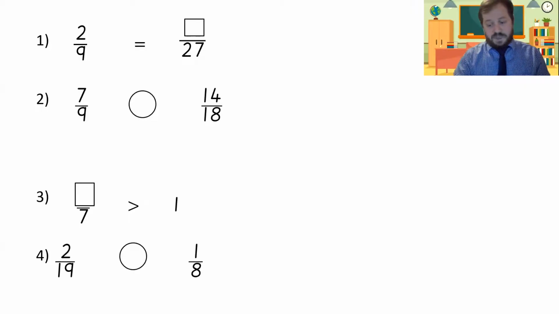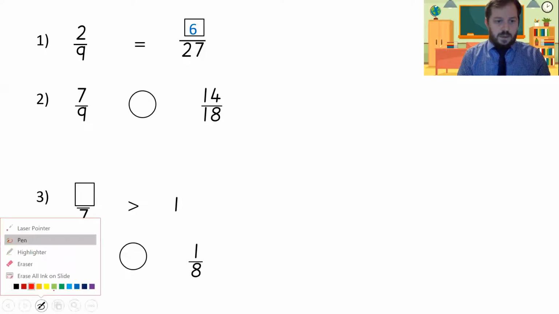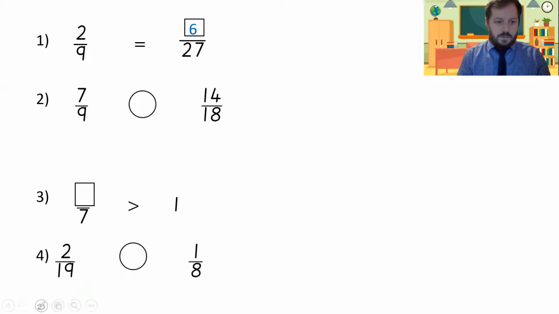Okay, so let's have a look. The first one is an equivalent fraction. So it depends on what we've done to 9 to get to 27. And what have we done? To go from 9 to 27, we've times by 3. So we must also times the top by 3 as it is an equivalent fraction. And that's why we get to 6.